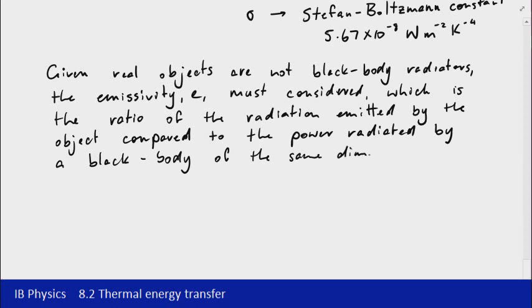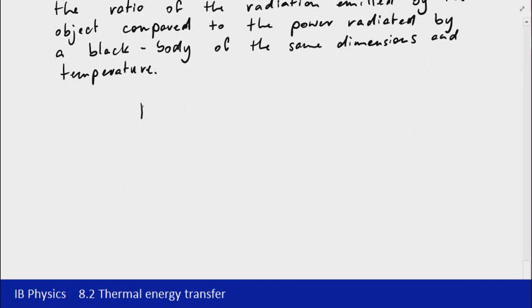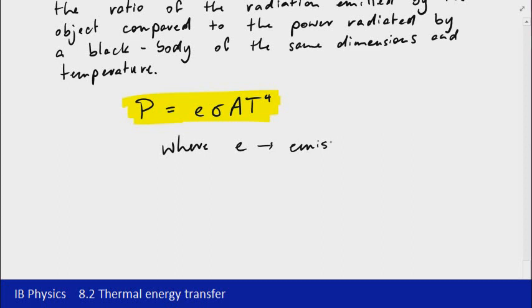So that means that we can adjust the Stefan-Boltzmann law and include this property of emissivity, and so we then have the equation that P is equal to the emissivity multiplied by the power emitted by a black body radiator, which is simply sigma A T to the power of 4. So that equation is the one that is in the data booklet, and I'll just add here where E is the emissivity. Note that it doesn't have any units, given that it's a ratio.